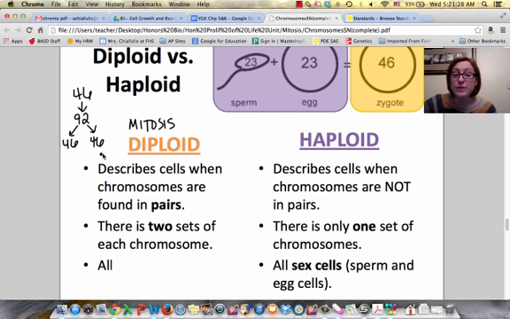Di meaning two, you have two of each chromosome type, okay? So you start with a diploid cell and you end with two identical diploid cells. That's what that term means. Mitosis is the process of making more diploid cells. Another cell type you can make is a haploid cell, and this is what's so special about meiosis.